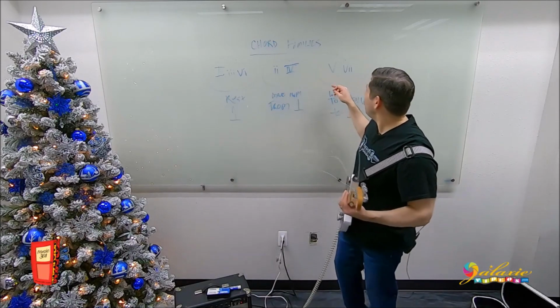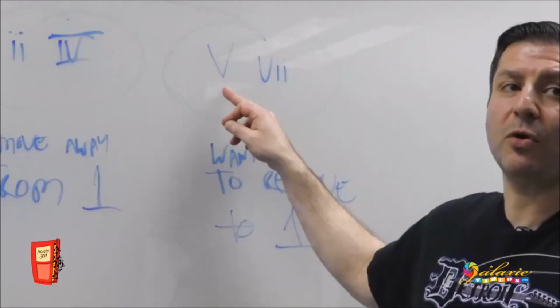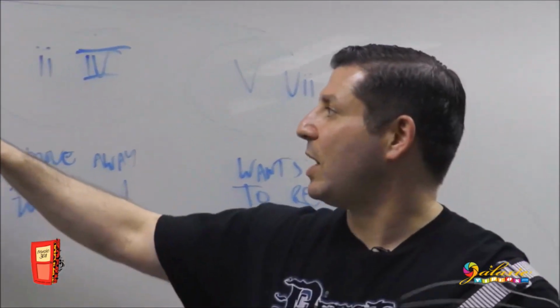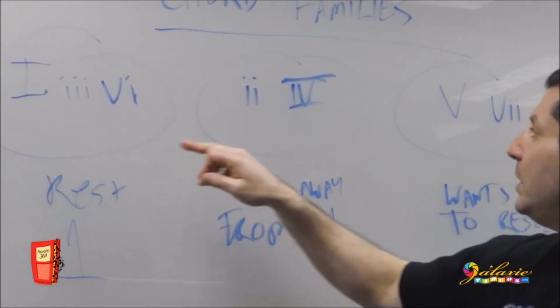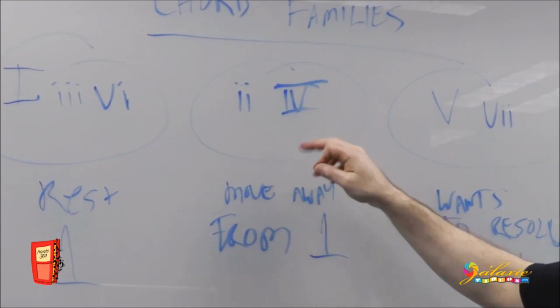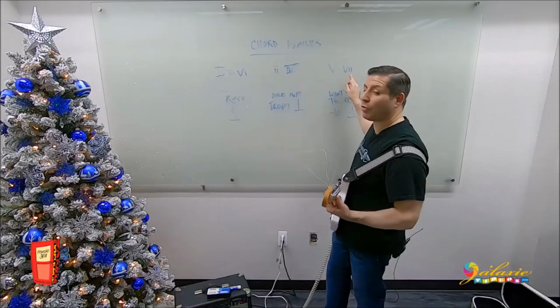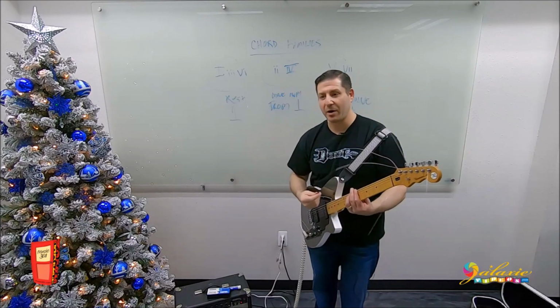The third chord family are the 5 chord and the 7 chord. So what happens is, if you're on the 1, it's a place of rest. If you go to the 2 or the 4 chord, they feel like they want to move away, and often will go to the 5 or the 7 chord, which feel like they want to come back home.